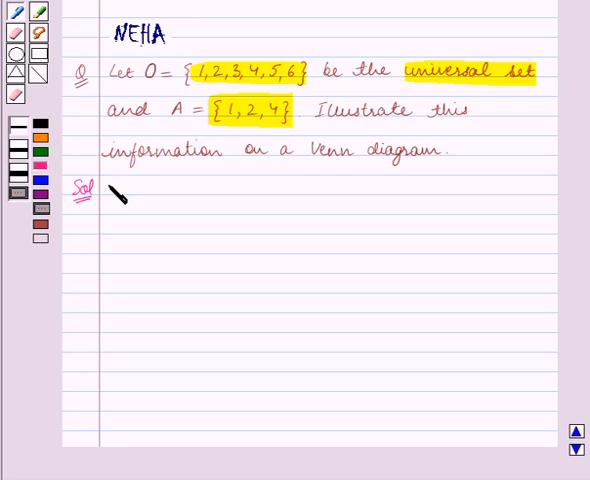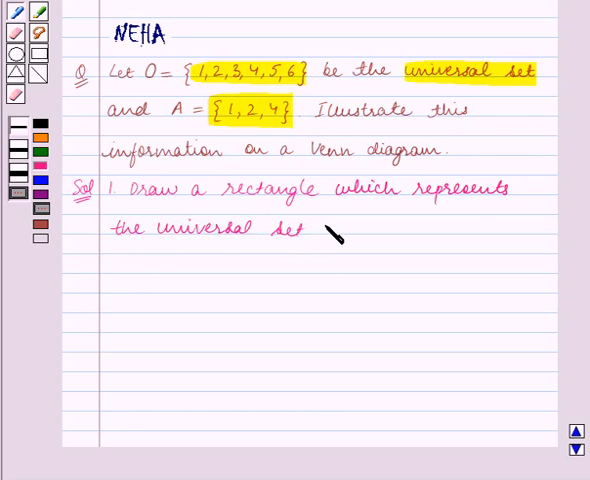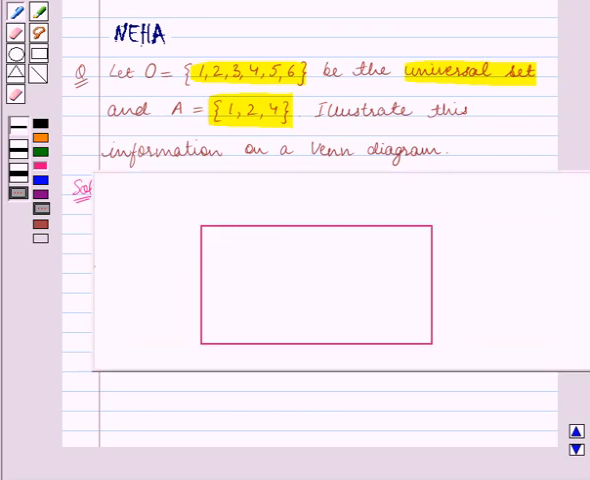So the first step is to draw a rectangle which represents the universal set O. So we have drawn this rectangle and it represents the universal set O.